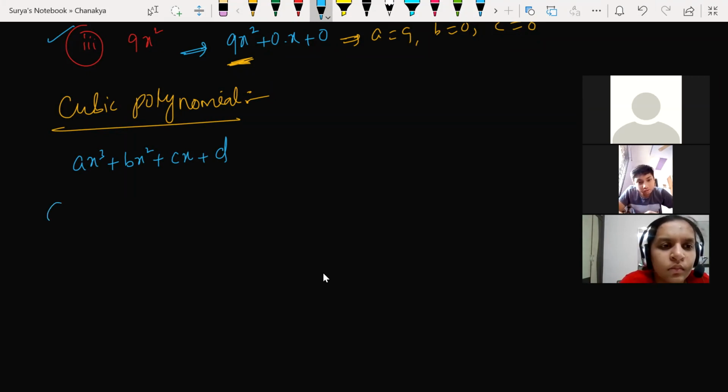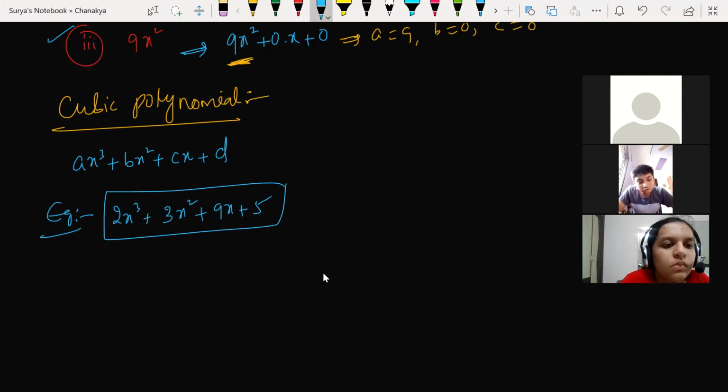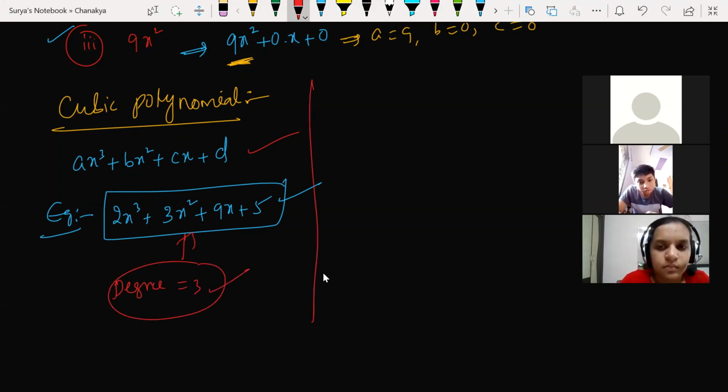Right? So example, 2x cube plus 3x square plus 9x plus 5. It is a cubic polynomial example. Getting my point? Cubic polynomial means the highest power of the variable is what? The degree is supposed to be 3.